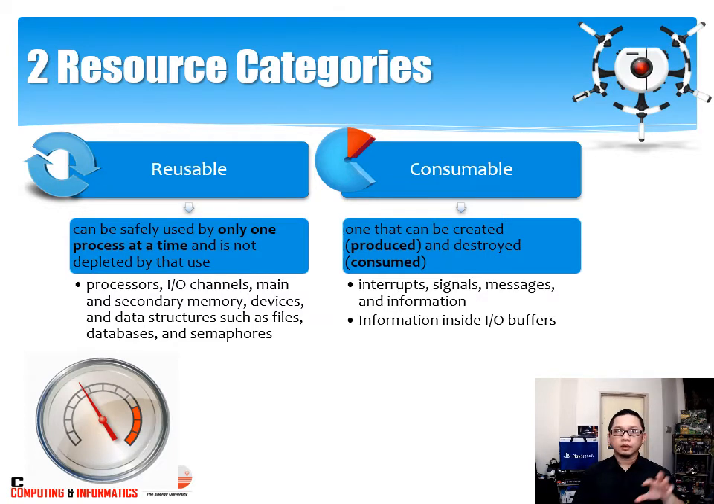So the main resources that we have previously gotten to know are the reusable resources. Apart from those, we also have consumable resources, which is something that can be created by another process or consumed once a process actually ends.